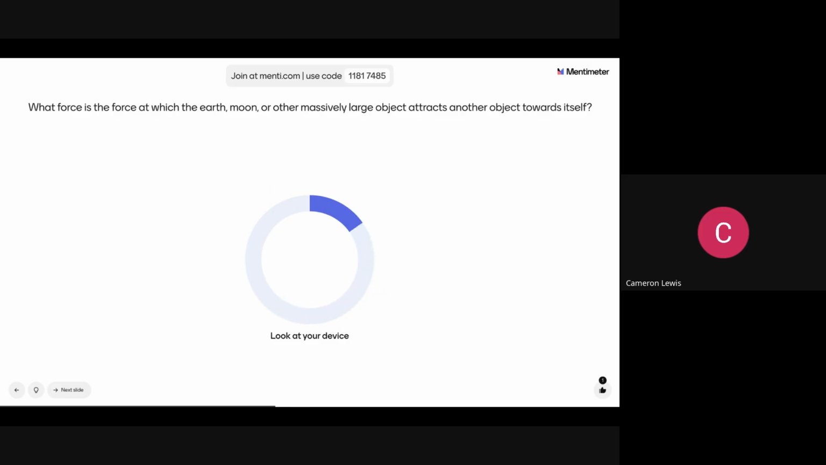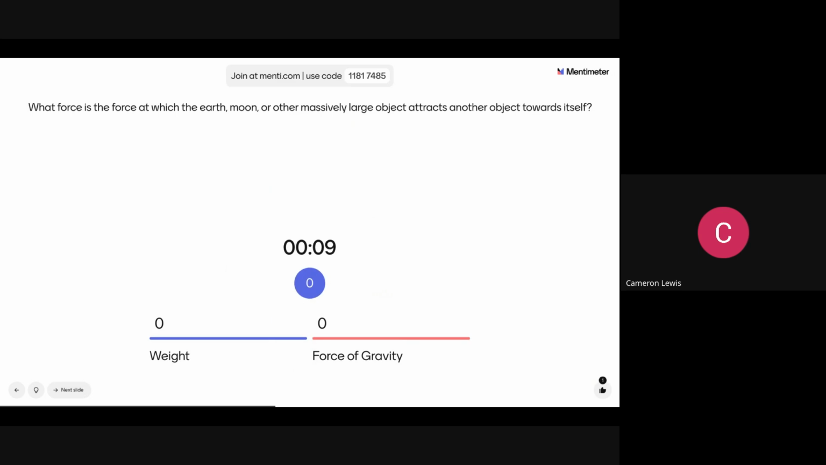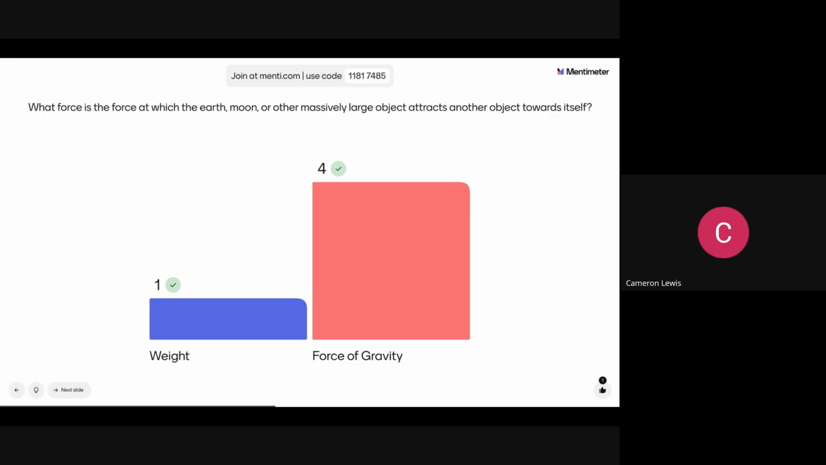What force is the force at which the Earth, Moon, or other massively large objects attract other objects towards itself? Weight or the force of gravity? Basically the same answer. We say force due to gravity, but we also calculate that same as weight. So either one is fine.